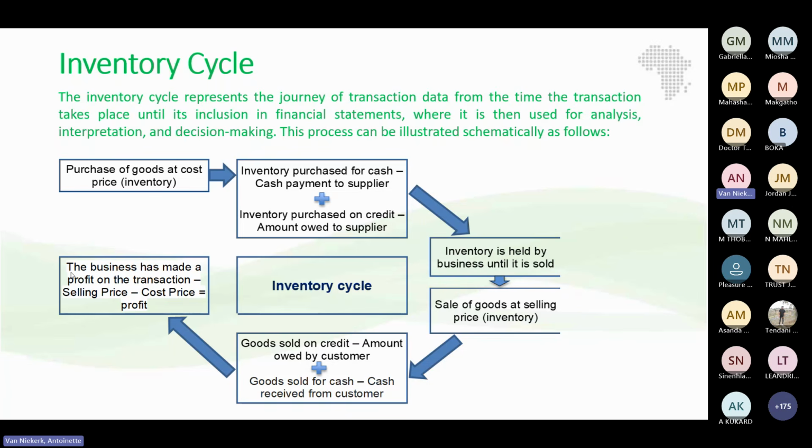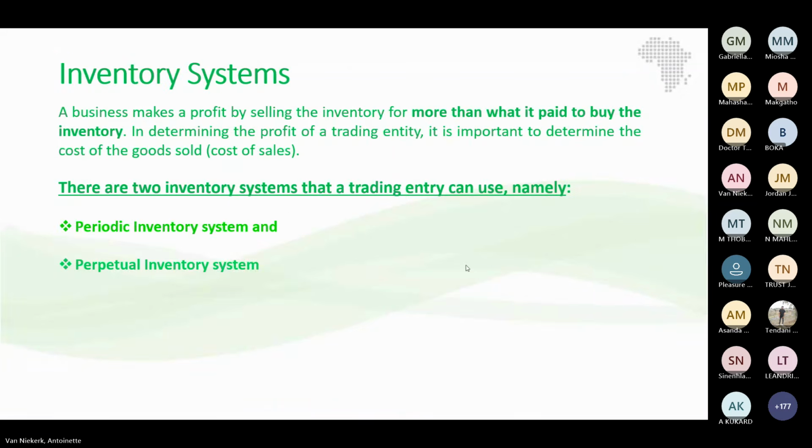Then, like I mentioned before, this will hopefully make more sense. The business has made a profit on the transaction. If you take the selling price, minus your cost price, which is when you purchased your inventory, it equals your profit. That is your 10 or 15% that I gave as an example.